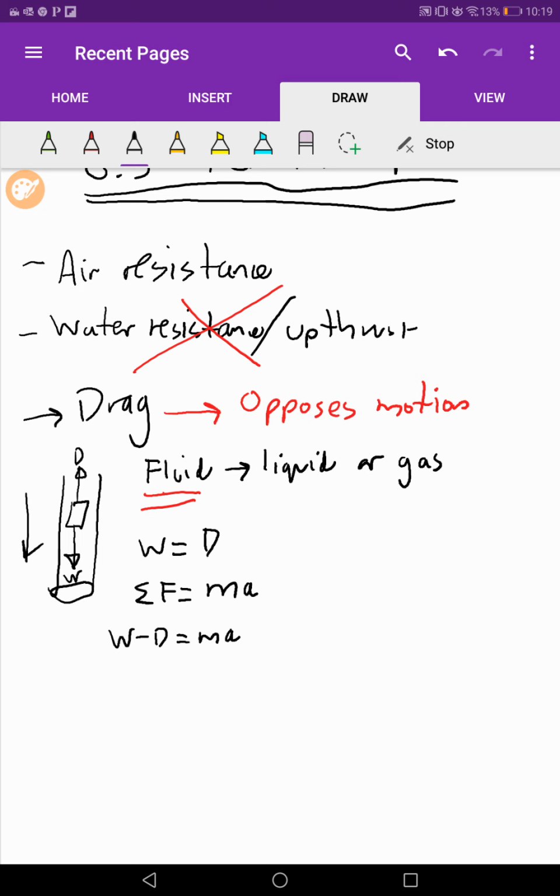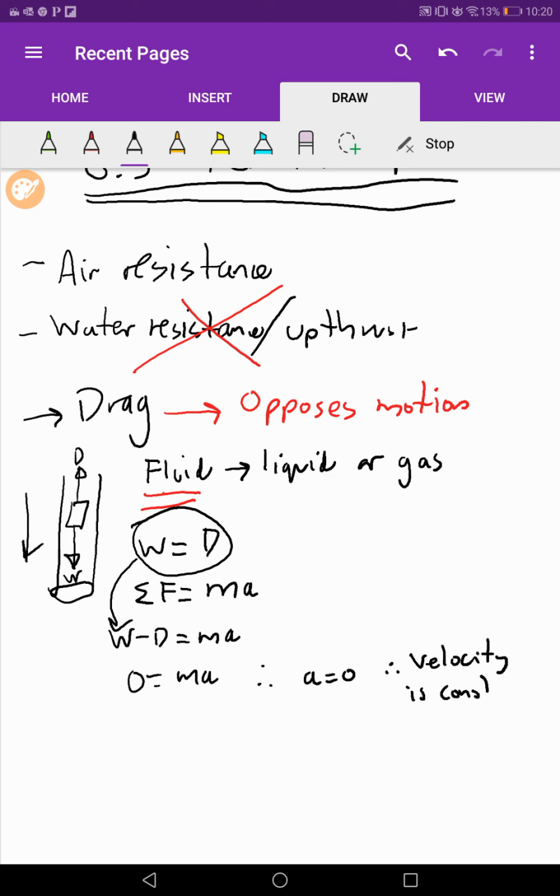But if W equals D, then this will become 0. And obviously our mass isn't 0, so our acceleration here is 0. Therefore, our velocity is constant. And that's terminal velocity. Now, why is it terminal velocity? Because it cannot get any quicker.